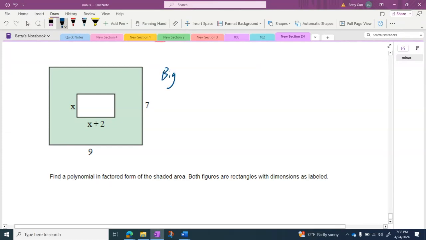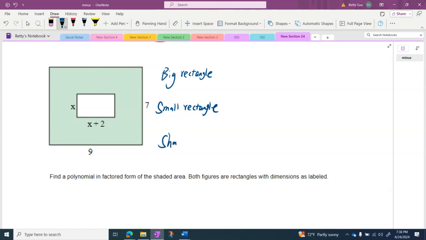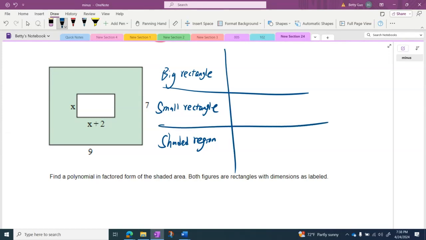The big rectangle and a small rectangle, shaded region. Let's see their area.